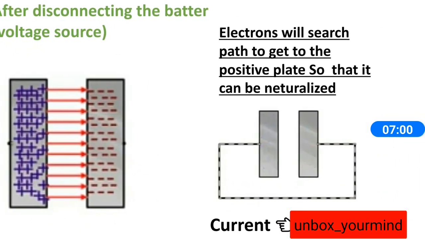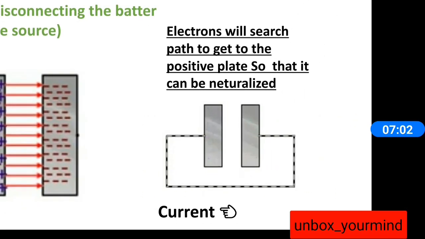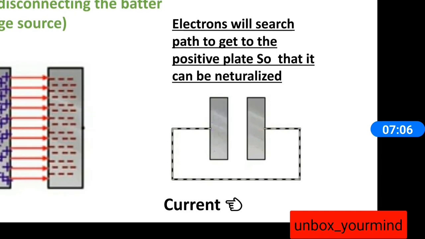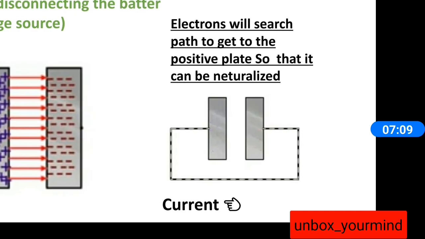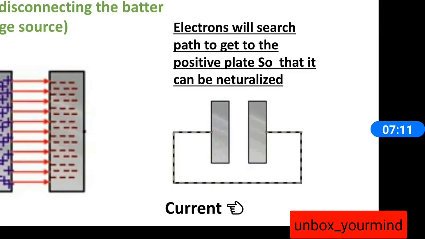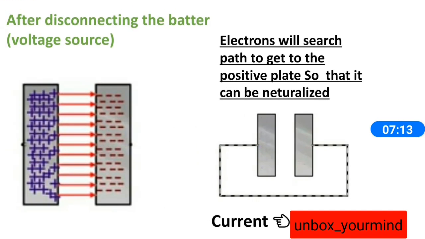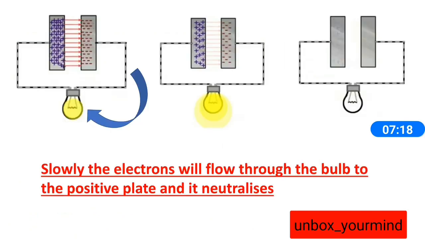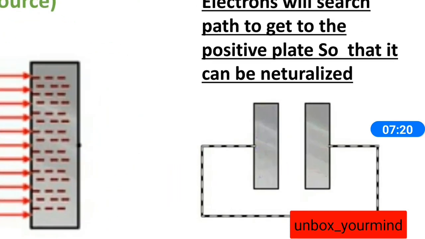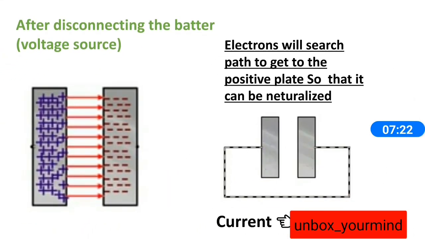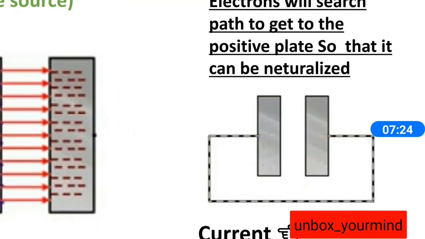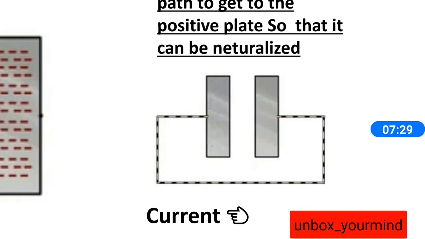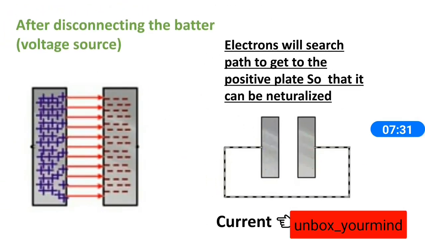So if we connect a wire externally, the electrons will search a path to the positive plate. If we connect this wire, all of a sudden it will go to the positive plate, and it tries to neutralize, and after that the electrons will be neutralized. The two plates will be neutralized and it will be still. So in here the current direction will be like this. This is not the conventional current direction, this is the electron flow direction.